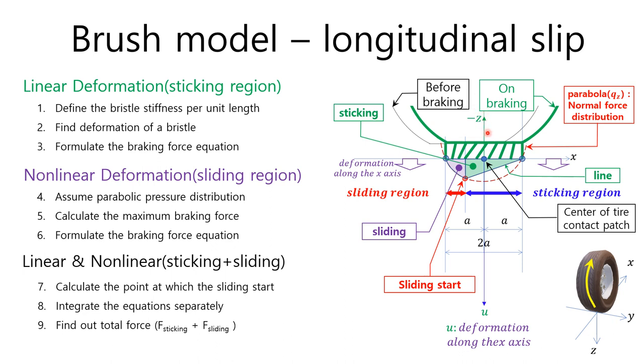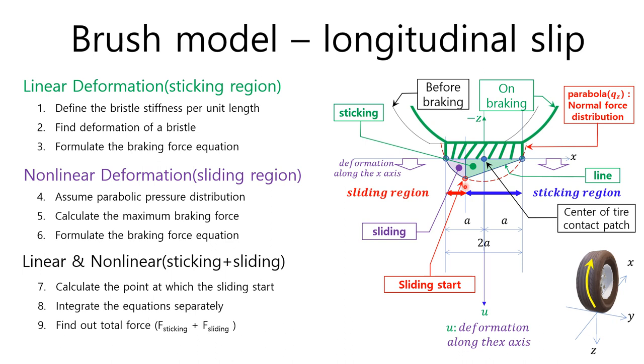During braking, longitudinal slip kappa t occurs in the tire, and the amount of deformation of the bristles in the front part of the tire contact patch along the x-axis increases linearly from the start point of the tire contact patch to the point where the sliding starts. But from the point where the sliding starts, deformation of a bristle decreases non-linearly up to the end of the tire contact patch. Therefore, the bristles of the sticking region up to the sliding start should be analyzed linearly, and the bristles of the following sliding region should be analyzed non-linearly.